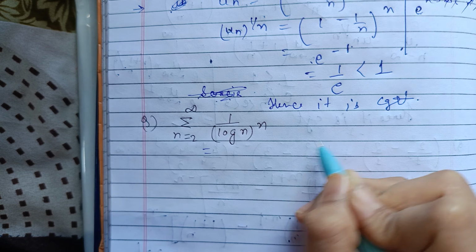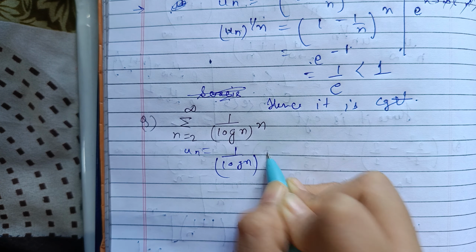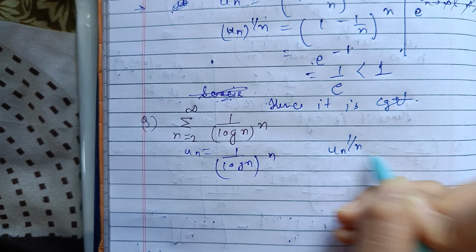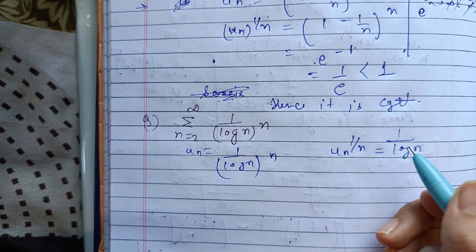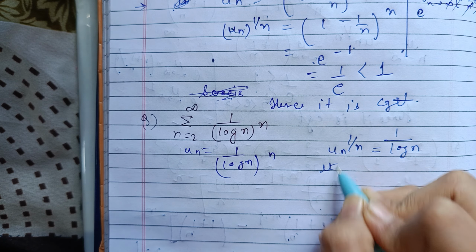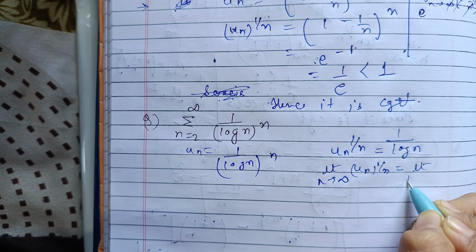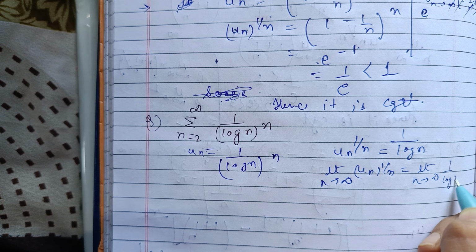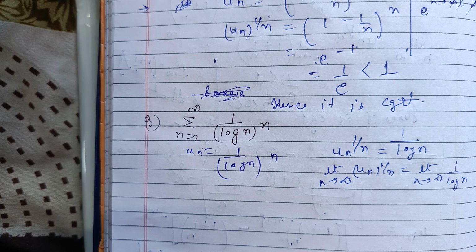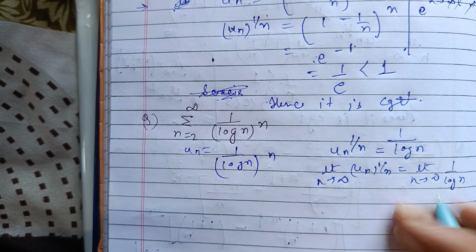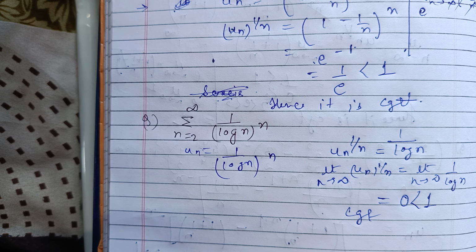So un is equal to 1 upon log n to the power n. Now shift that side, I have this 1 upon log n, and if I put the limit as infinity, limit n tends to infinity, un to the power 1 upon n is equal to limit n tends to infinity 1 upon log n. Now you guys know that limit n tends to infinity, log n gives you infinity, but it is in the denominator, so it will become 0, and this 0 is less than 1, so it is convergent. It was so easy.